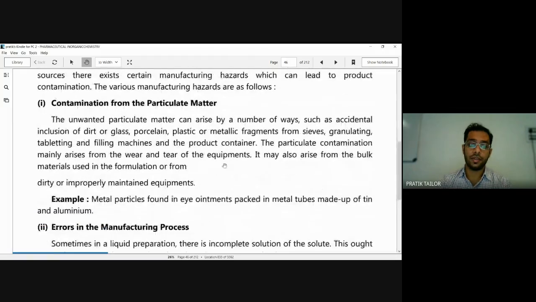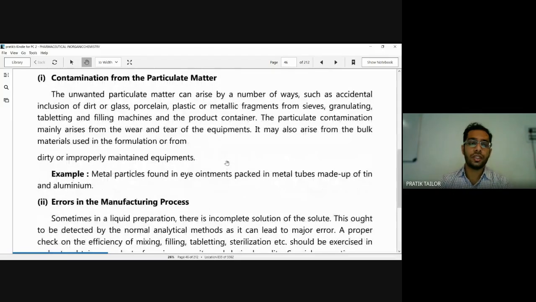Manufacturing hazards. These are the hazards which come majorly from contamination, or maybe some error particularly. Some particulate matter can arise in a number of ways, such as accidental inclusion of dirt from glass, porcelain, plastic, or other fragments. So whatever equipment or apparatus you are using may give you that impurity.